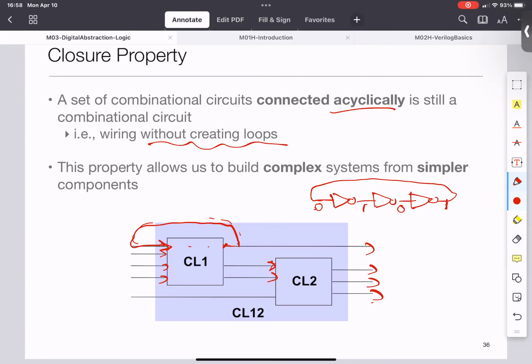Can you speak louder, please? You just... Oh yeah, you can make it one NOT gate too. I just drew 3 just for fun. Yeah, absolutely.